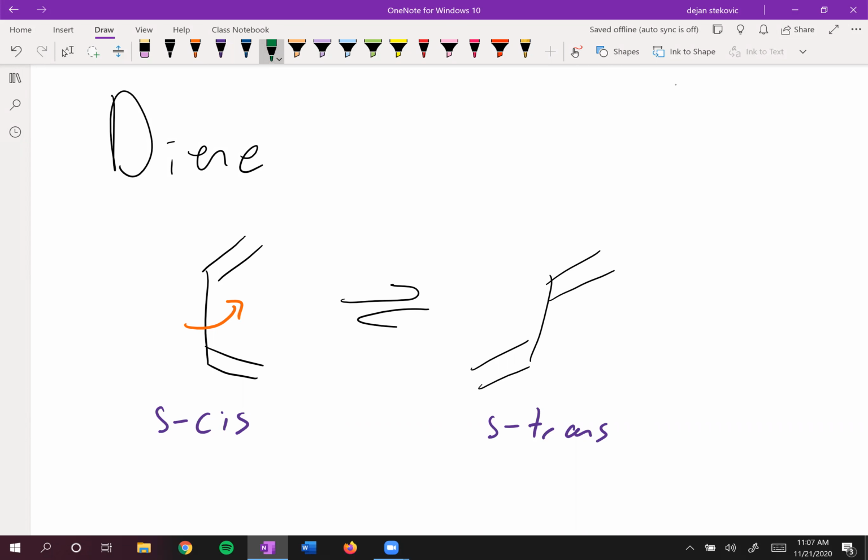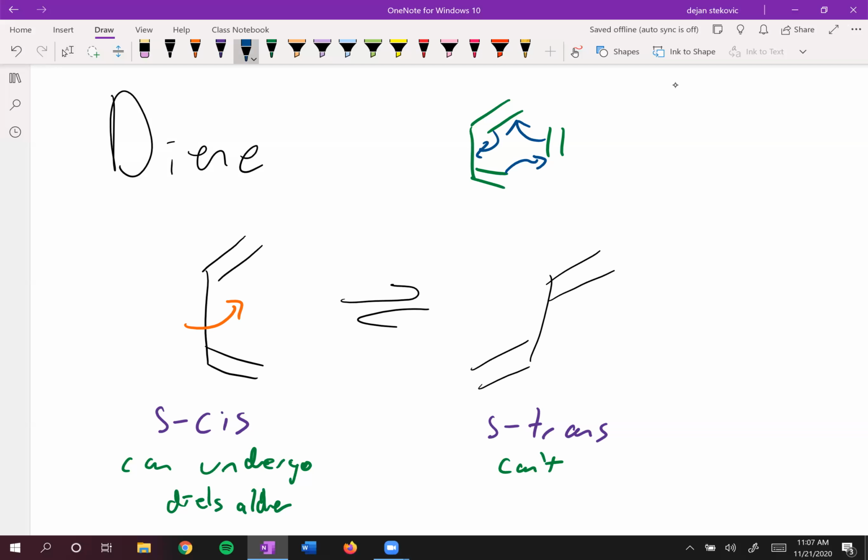And so if we think about our cycloaddition reaction, this left one can undergo Diels-Alder, while the one on the right can't. And it can't do that, right, because if you think about the Diels-Alder, we need these pi bonds on the same side so that they can join together with the dienophile. And so the other problematic part is that the one on the right is actually the preferred conformer.